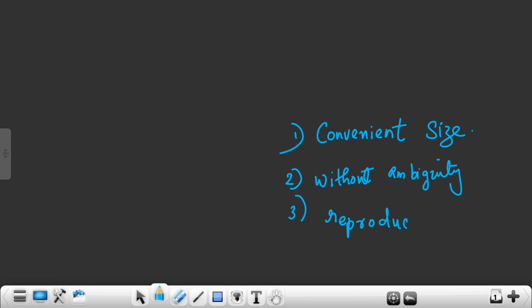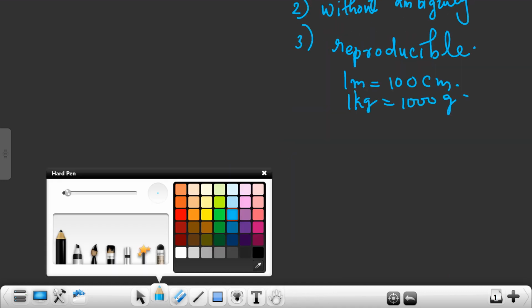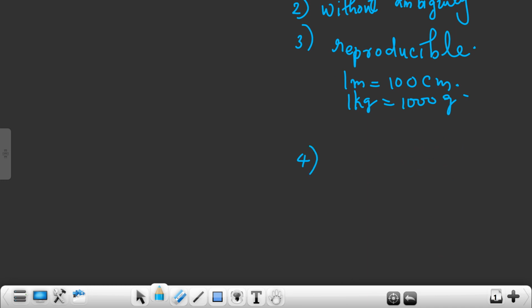What is the meaning of reproducible? We can convert the unit. For example, 1 meter is equal to 100 centimeter, or 1 kilogram is equal to 1000 gram. That is, we are able to convert the units. And the fourth point: the value of the unit should not change with space and time. The value of the unit must always remain the same everywhere.